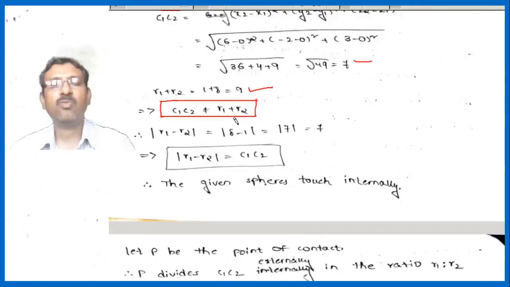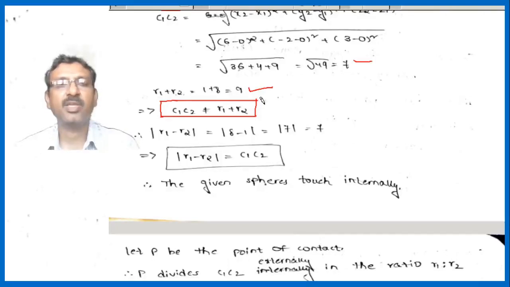So after satisfying this, now we go to R1 minus R2. So modulus of R1 minus R2 equal to 8 minus 1, modulus 7, equal to 7. Therefore, observe C1C2 equals modulus of R1 minus R2. If C1C2 is equal to R1 plus R2, then it comes under the previous case. Otherwise we try to find whether modulus R1 minus R2 equals C1C2 or not. First we have to confirm C1C2 is not equal to R1 plus R2.